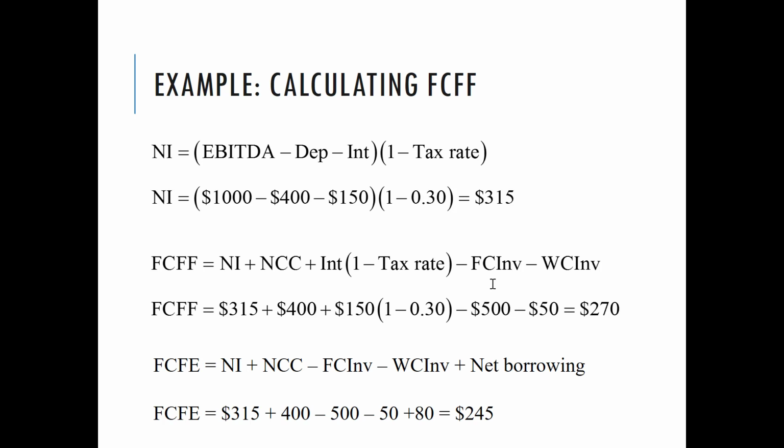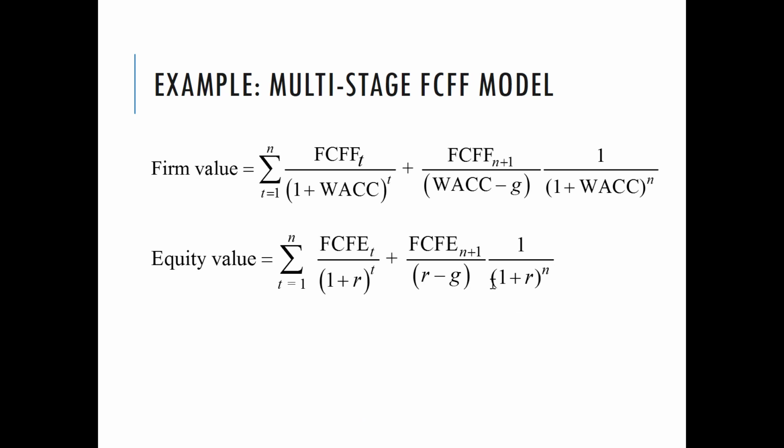The main difference between the FCFF and FCFE is, one, FCFE does not add back interest expenses. The reason being is that this cash flow is only available to the common equity holders. The cash flow available to the common equity holders is after we've already paid the people we owe money to. The second big difference is really around the net borrowing. So if we borrow money from a bank, it actually represents a cash inflow from the equity holder perspective. So that is why when we borrow money from a bank, we actually add it to our free cash flows to the equity holders.